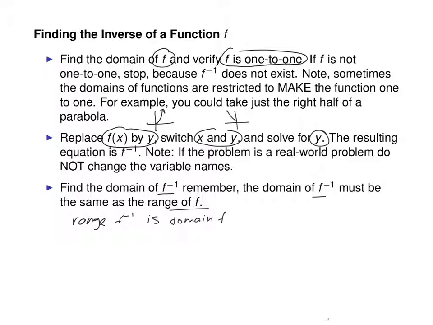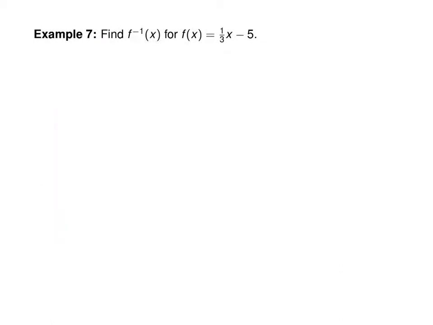Okay, so let's actually find one of these for an easy function. So find f inverse for f of x is 1/3 x minus 5. So step 1 is, does this function pass the horizontal line test? Yeah, it's a line, slope 1/3, so yes, it passes the horizontal line test. Okay, what is the domain of f? Like, it looks roughly like this, right? So what is the domain of that function? All real numbers. What is the range of that function? All real numbers.